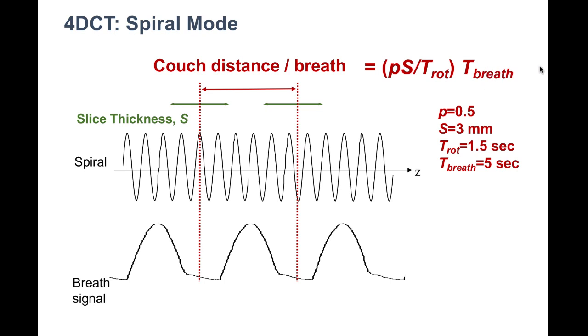And here are some of the equations. I won't go into this in detail, but there's some trade-off here. Basically, you can get a lot of gain from running at a small pitch because the distance that the couch travels is then relatively small per unit time. The trade-off being higher dose to the patient. So this might be of interest then.